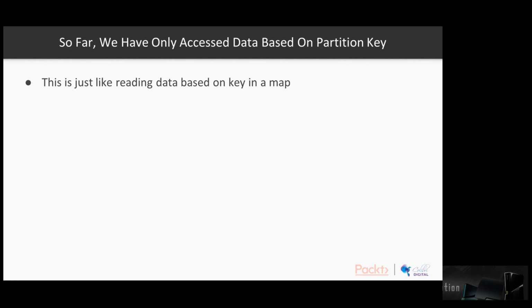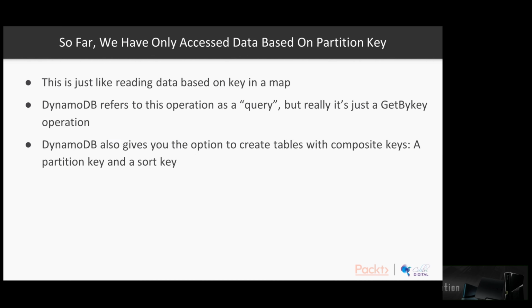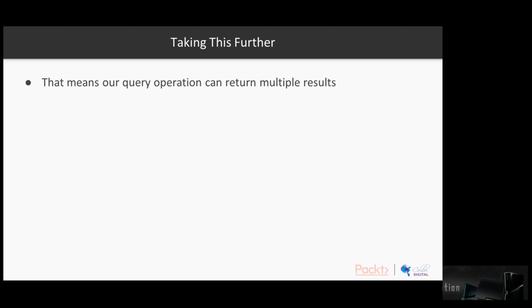Now, so far, we've only accessed data based on partition key. And like I said, this is just like reading data based on a key in a map. DynamoDB refers to this operation as a query, which is a little bit cheeky because really it's just a get by key operation. DynamoDB also gives you the option to create tables with composite keys, and we've done that as well with a partition key and a sort key. And in our data model, this would allow for multiple entries for a single user ID. So as long as each user ID has a different last login time, we can have multiple entries in the user table.